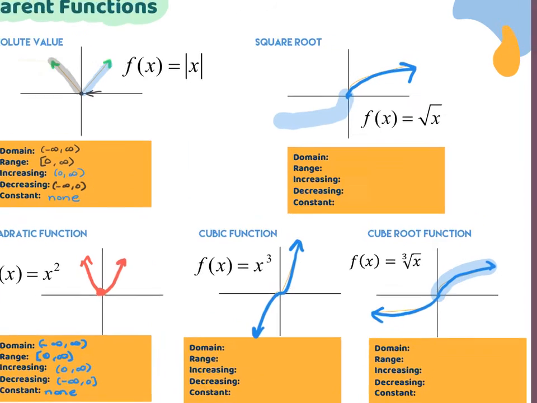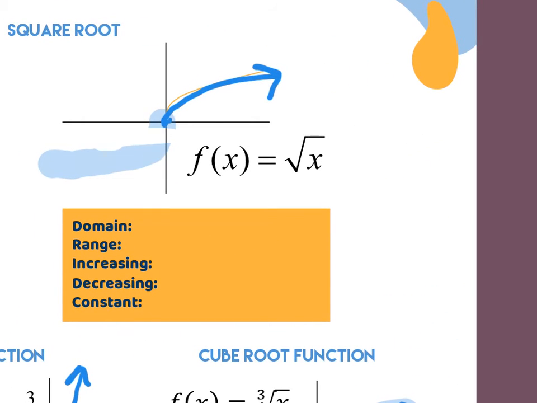All right, square root. Let me erase off the... This time I have a point there, zero, right? So what is my domain? Zero to positive infinity. My range? Zero to positive infinity. Lowest y is zero. That arrow is going to keep going up.